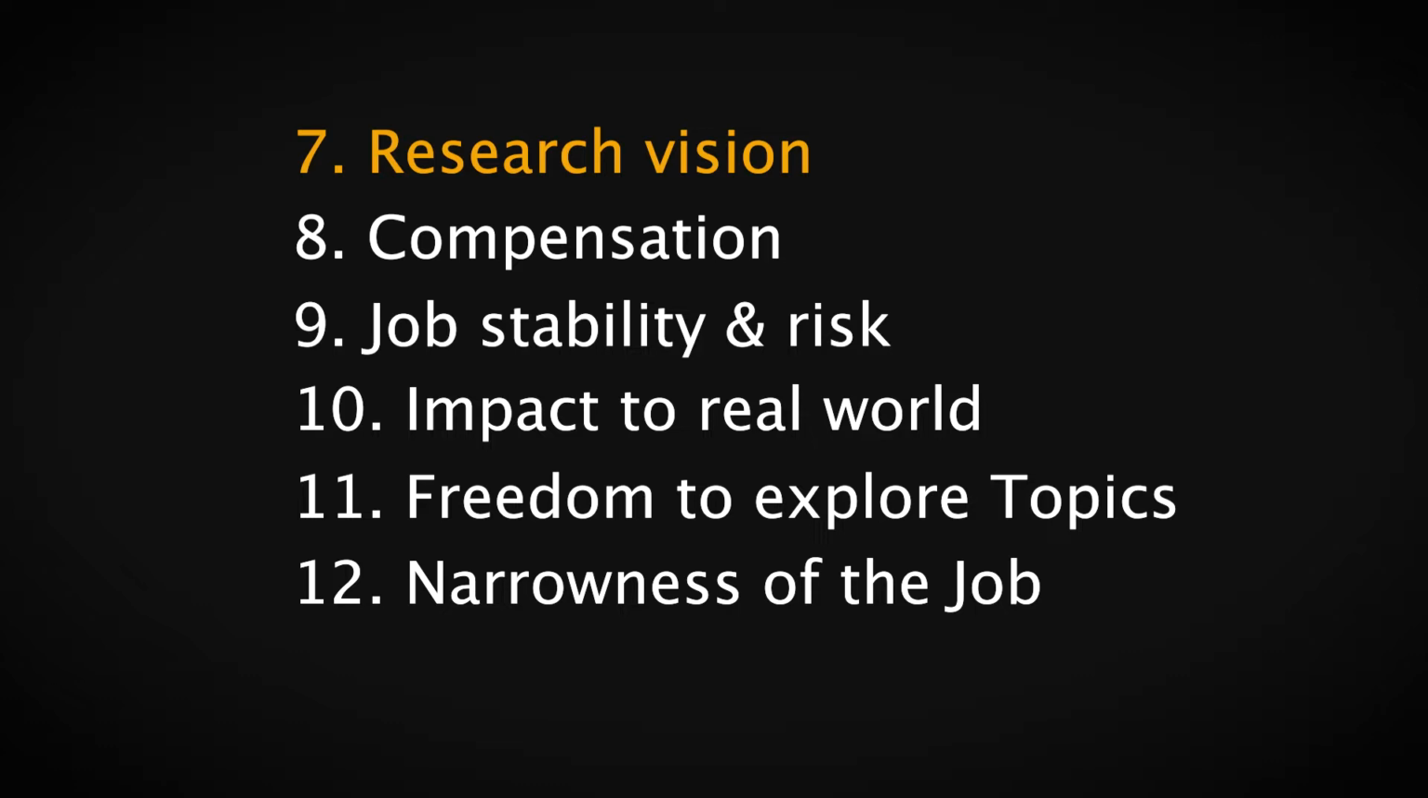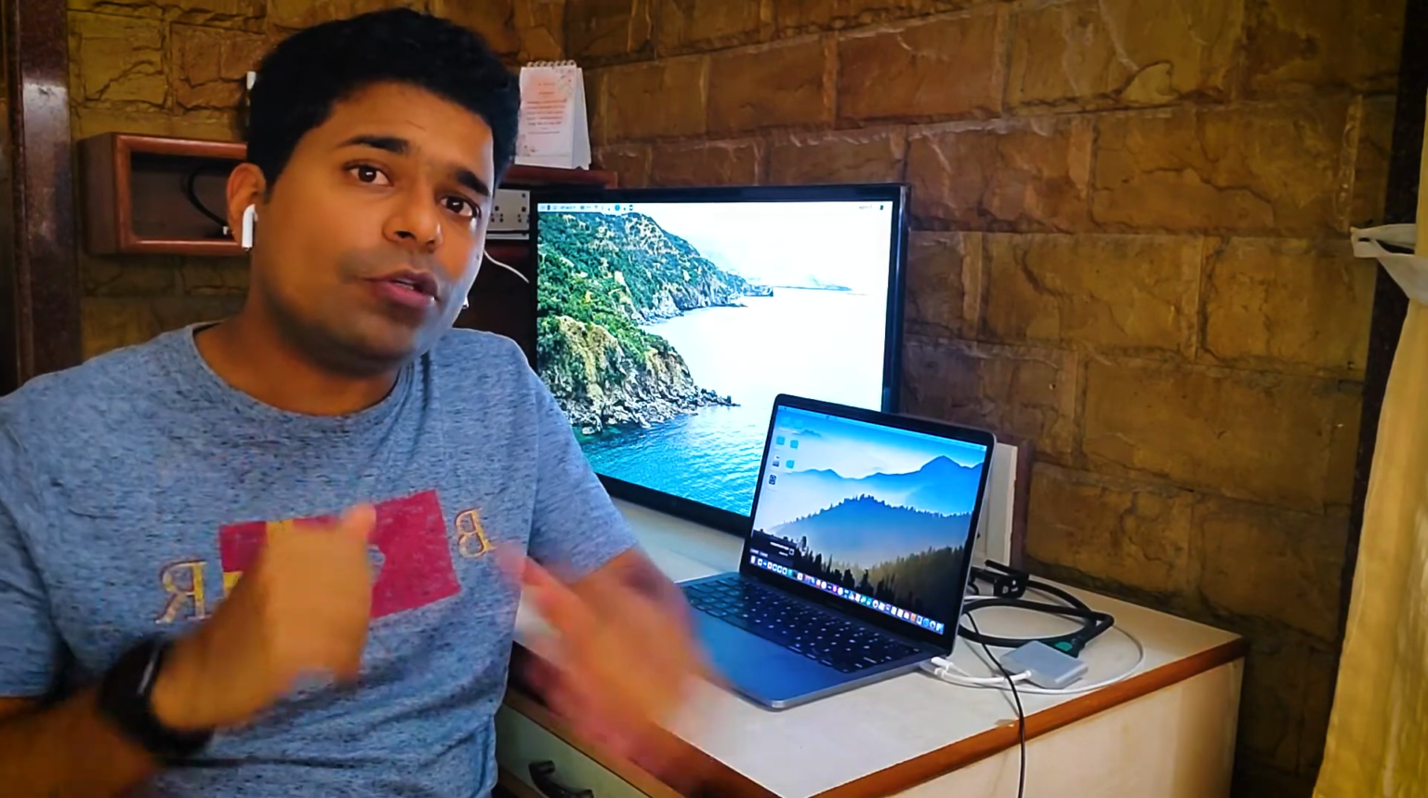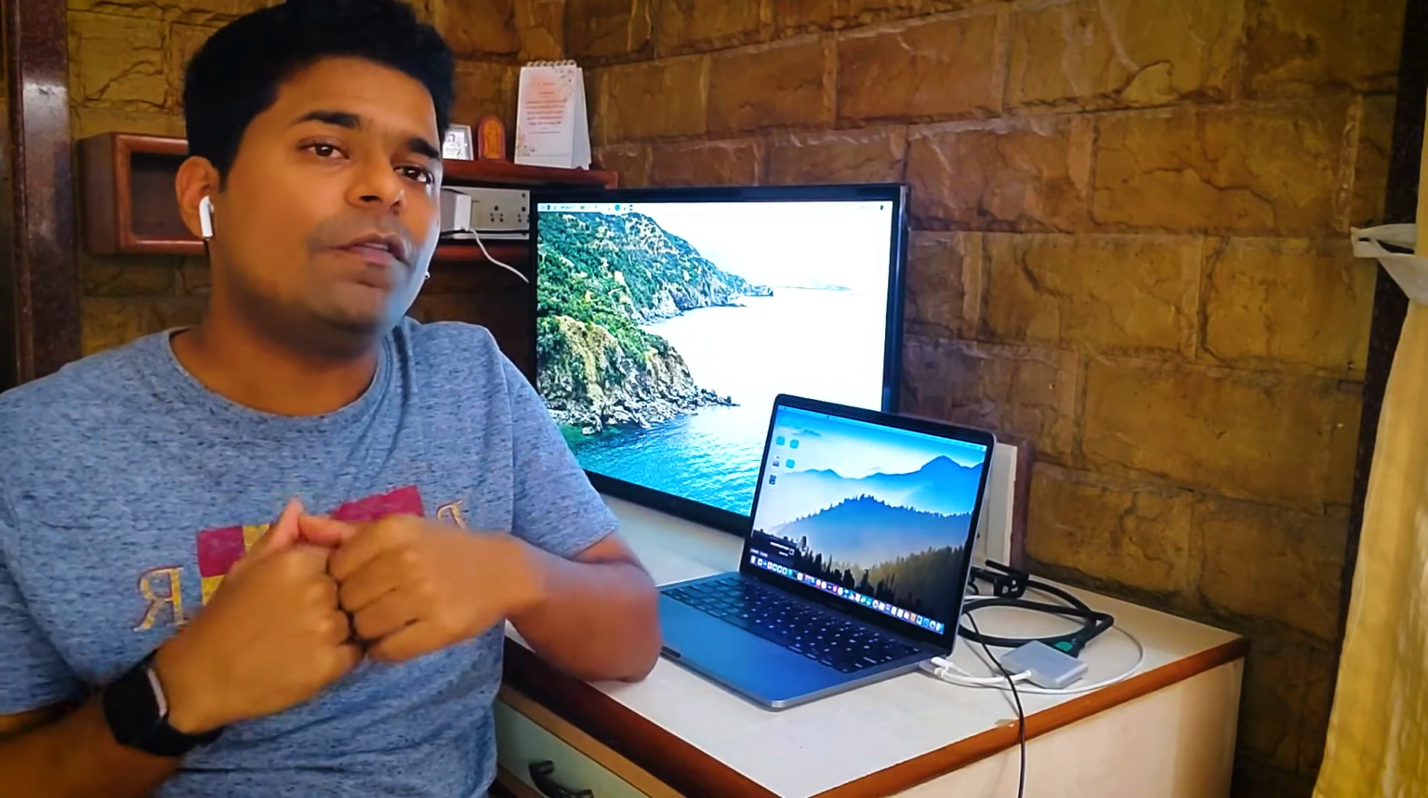All right, so the seventh axis, or the seventh point that I'll be contrasting, is the research vision. In academia, you have a very long-term research vision, and oftentimes the research vision may not necessarily be focused on a particular end product or profit. Your research focus may be for social good. You might be doing research to help the environment, right? Or you might be using machine learning to help society.